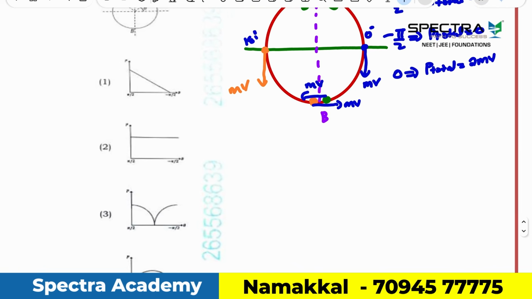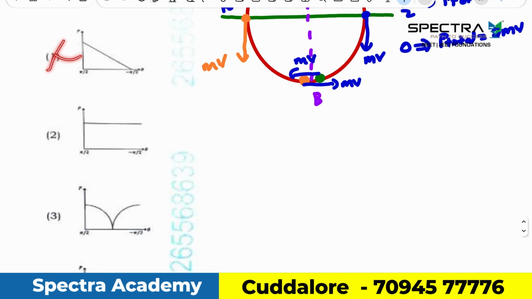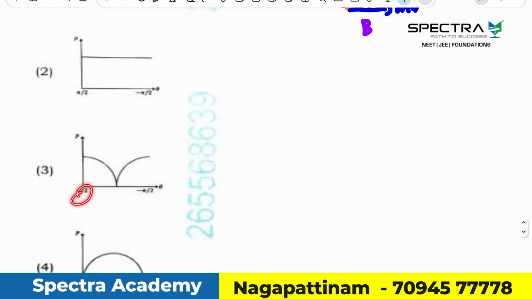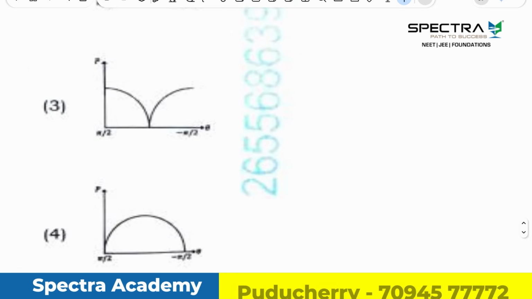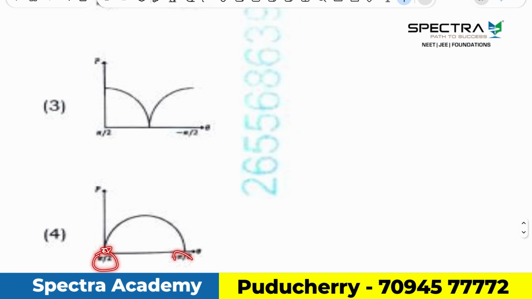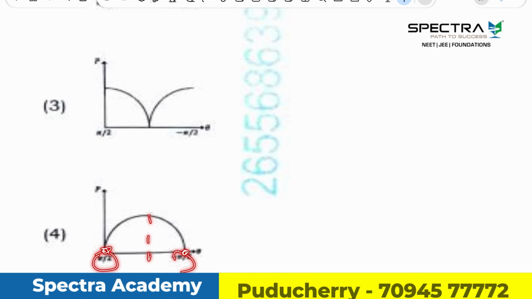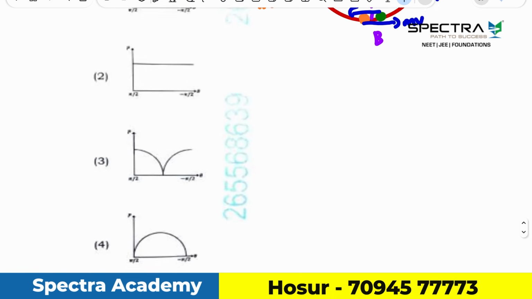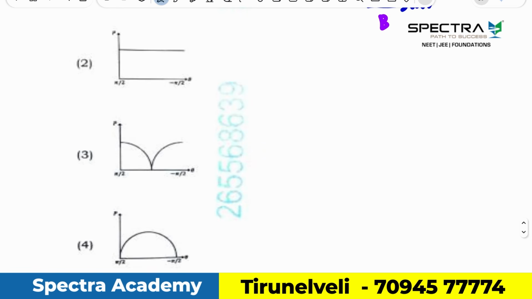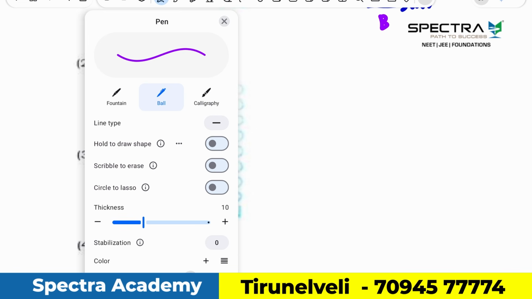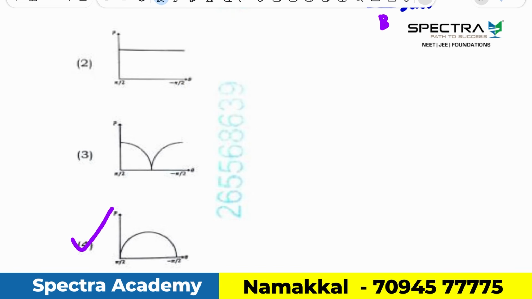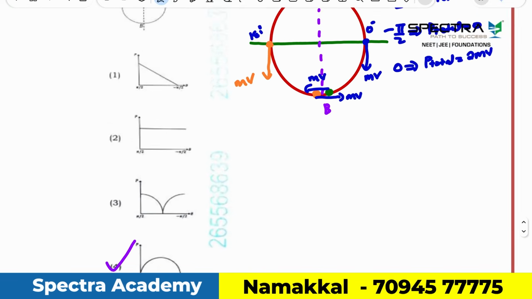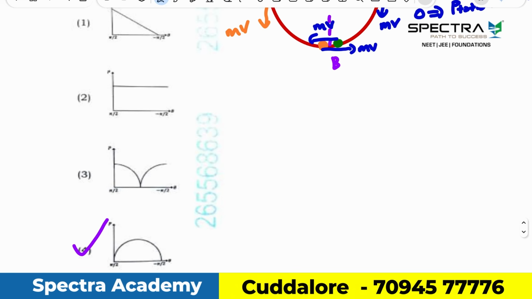Now which graph supports this one? This doesn't support this one. At pi by 2 maximum momentum is there, so not possible. What about this one? At pi by 2 it is 0, at minus pi by 2 it is 0, and here, which is 0, momentum is maximum. So this will be option 4. Just a simple logical way of answering this question. Nothing complicated. So this is option 4.